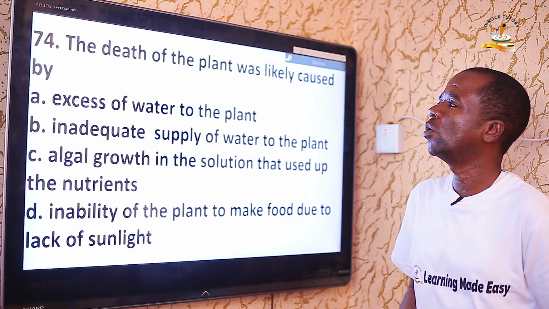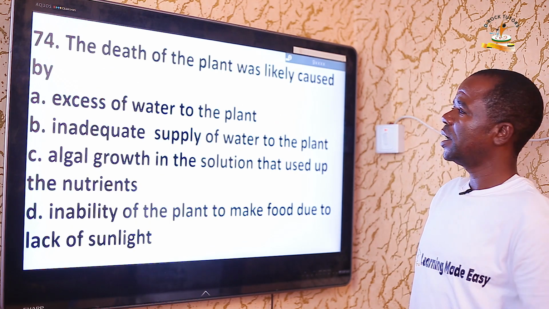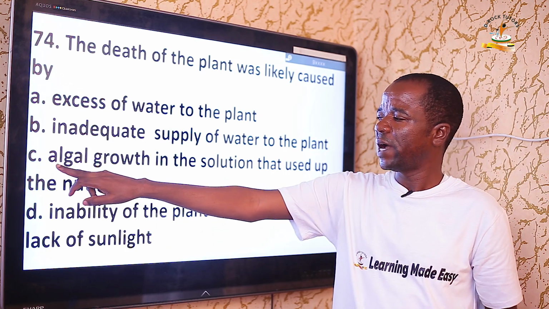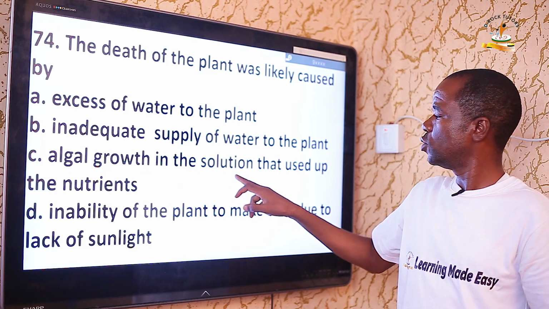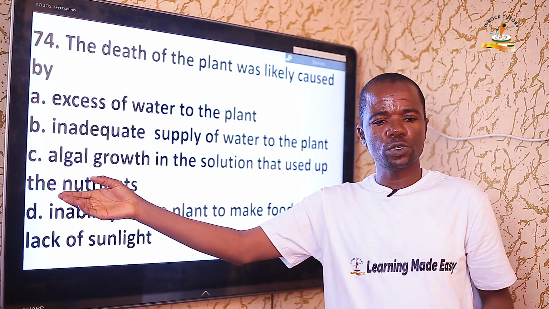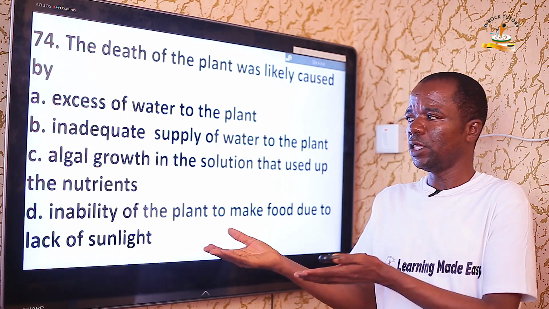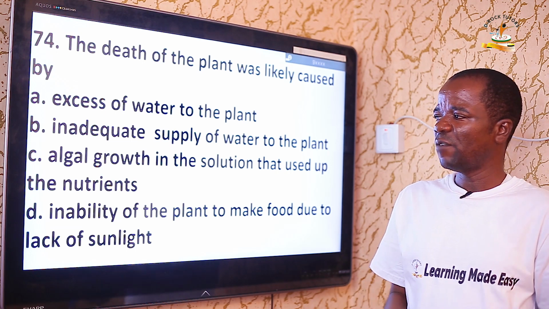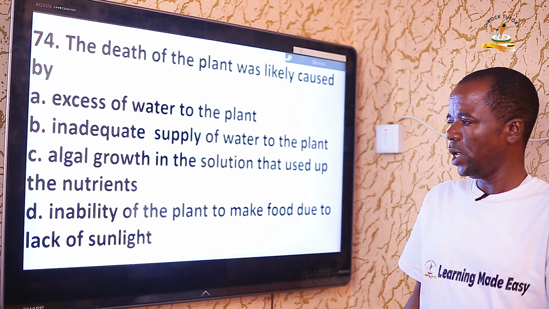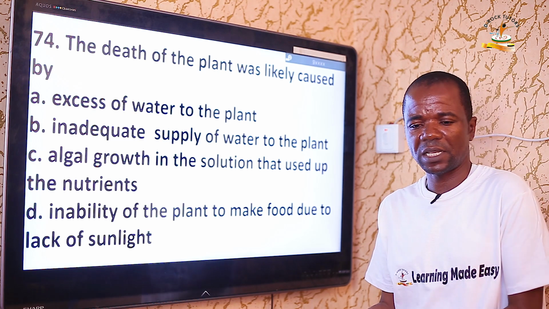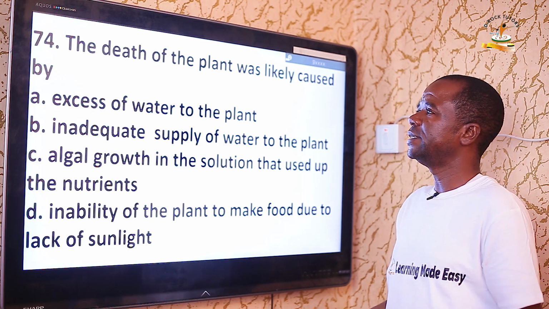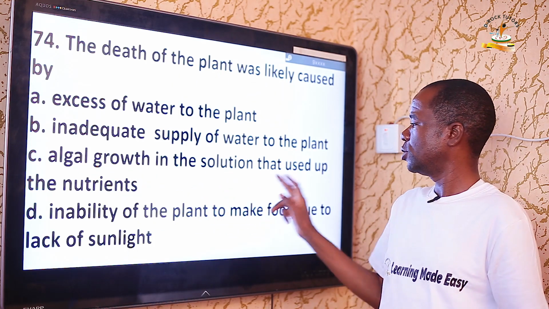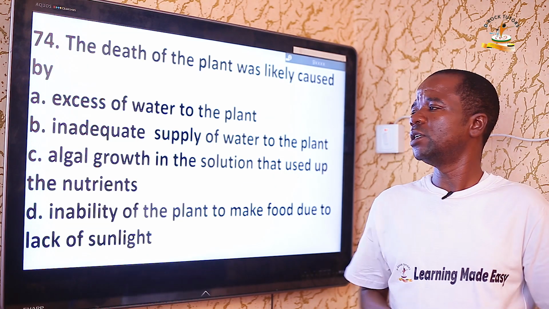Let's go to number 74. The death of the plant was likely caused by dash. I've explained that earlier. It is caused by algal growth in the solution that used up the nutrients because of the rapid growth of algae in the solution. All the nutrients that are meant for the plant being cultured have been used up by the algae that are growing in it, and because of that, the plant is starved of nutrients and then it eventually died. So the death of the plant was likely caused due to algal growth in the solution that used up the nutrients. C is the correct answer here.